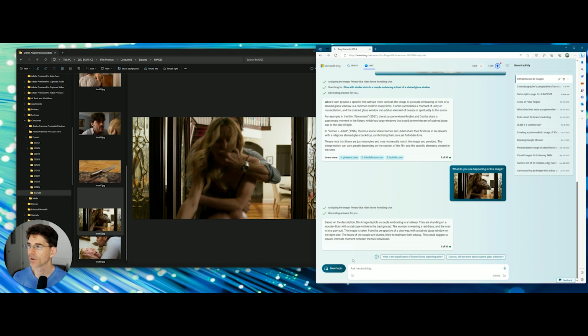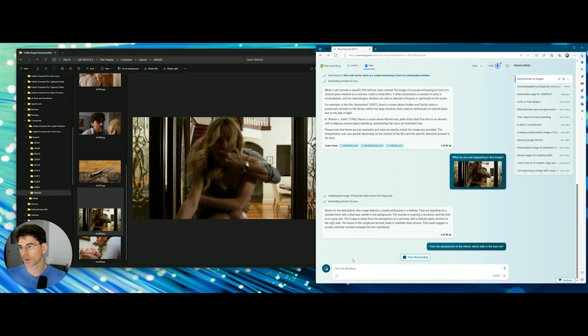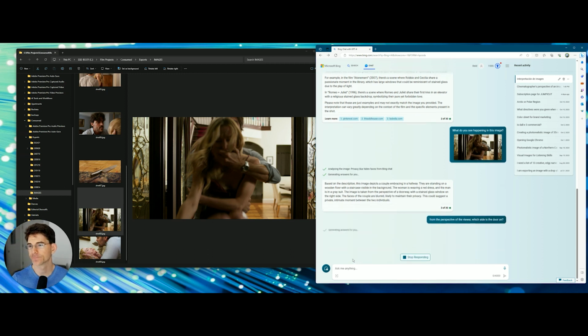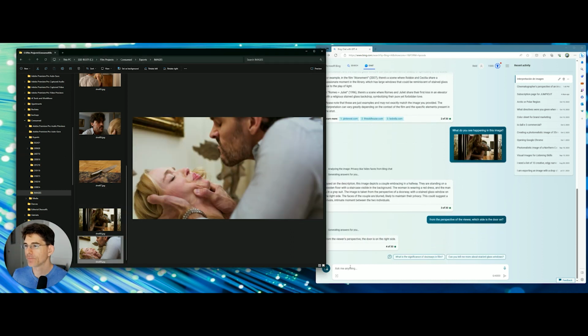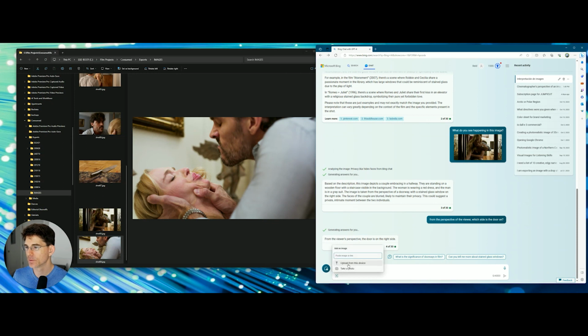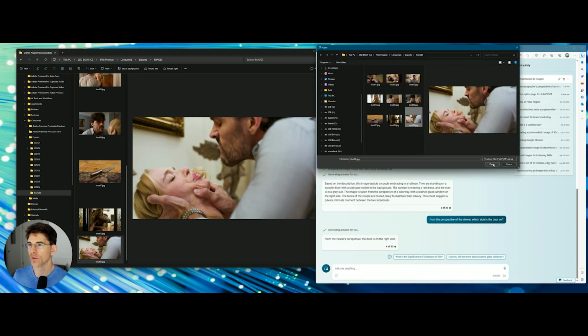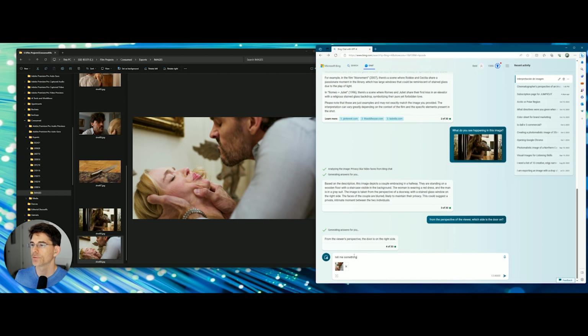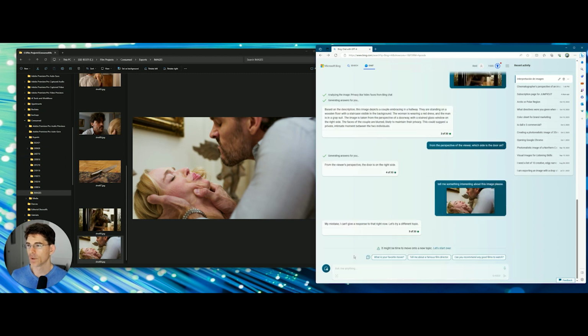I'm not getting very far with this. From the perspective of the viewer, I'm hoping it's going to say left. No. Don't. Final image. Tell me something interesting about this image. My mistake, I can't give a response to that right now. It might be time to move on to a new topic.